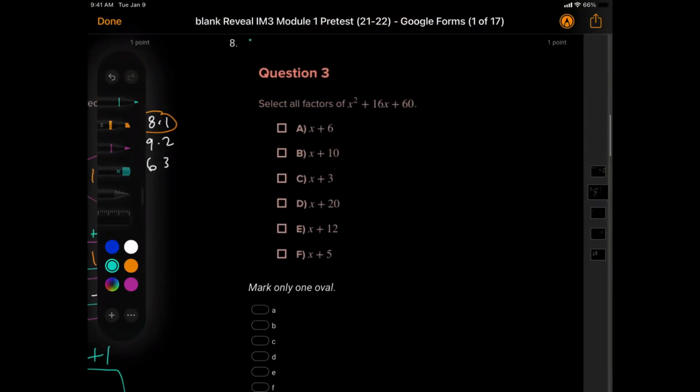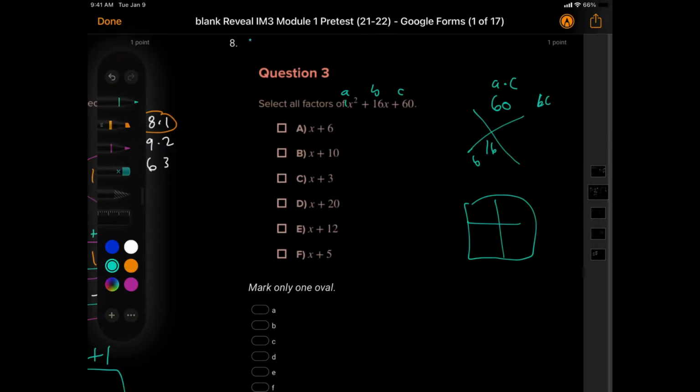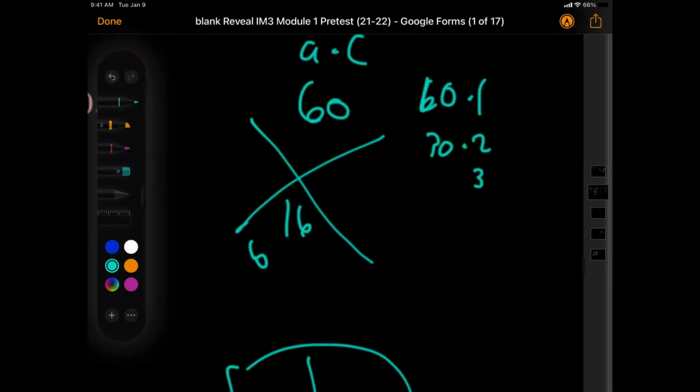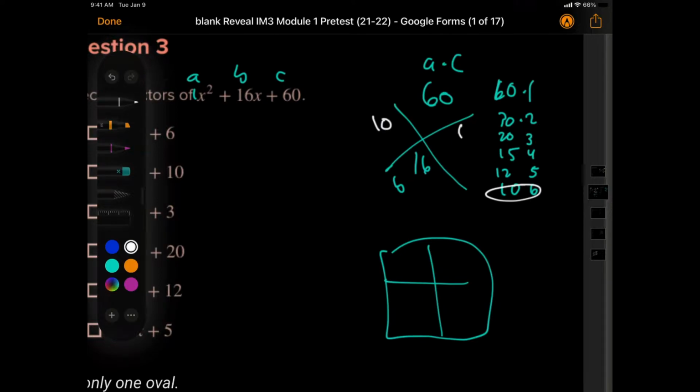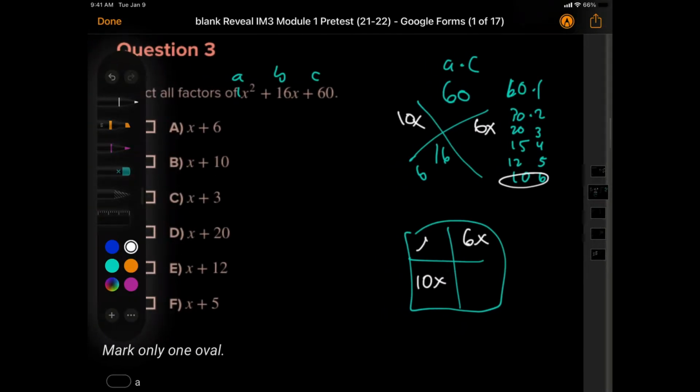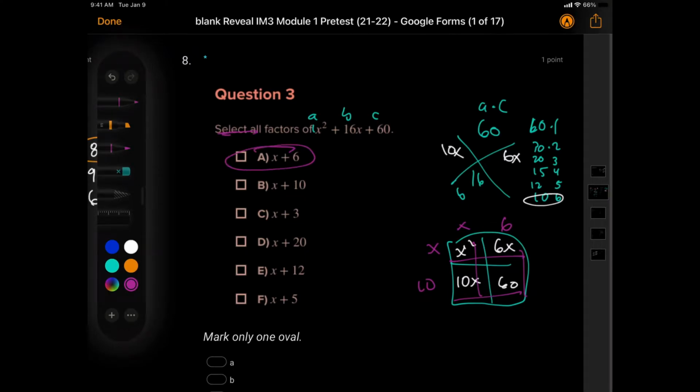Alright, number 3. Same thing. A, B, C. A times C is 60, and your B value is 16. Let's list out all the factors over here. Five times 12, 4 times 15, 6 times 10. Guys see anything? Yeah. So just put an X, top right now. A value goes in the top left, and 60 in the bottom right. Greatest common factor, X, 10, X, and 6. So you have, it says select all, so x plus 6, and x plus 10. A and B are our correct answers.